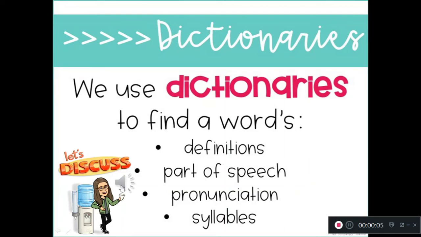All right, guys, let's talk about dictionaries a little bit. I've gotten a few questions about the digging through the dictionary page, and I would like to take a moment and talk about how you could still answer a couple of those questions that are on that page without having a dictionary. All right, you ready? We're going to get started.